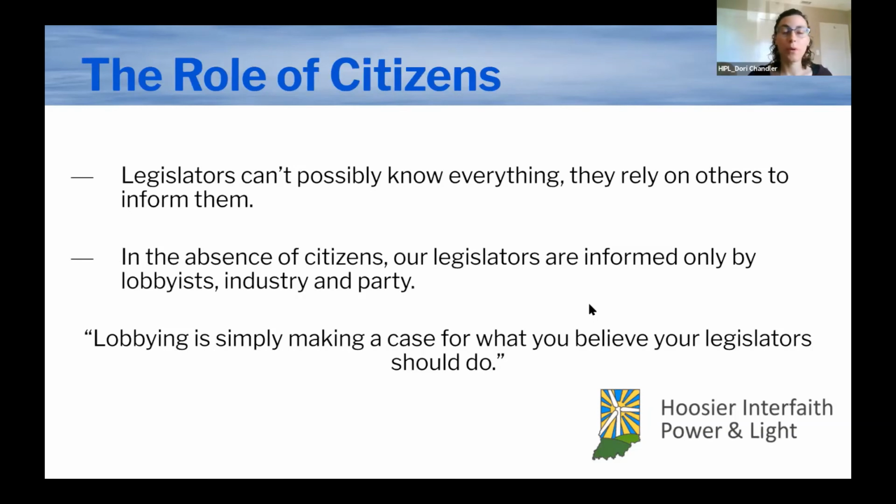So what is the role of citizens or citizen lobbyists? First of all, legislators can't possibly know everything. They rely on others to inform them. This educational piece is extremely important. They see all different types of issues, so highlighting issues that we care about is extremely important. And in the absence of citizens, our legislators are informed by lobbyists from industry and the party, rather than from our interests. So what is lobbying? It's simply making a case for what you believe your legislator should do.